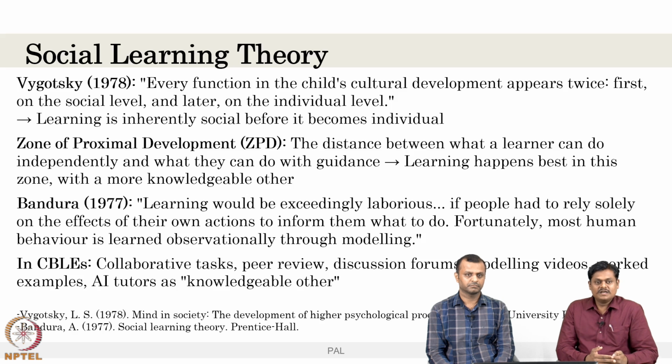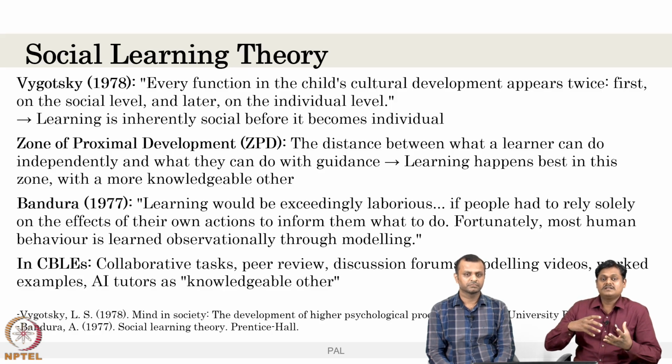After this, about social learning, Bandura said in the 70s that learning would be exceedingly laborious if people had to rely solely on the effects of their own actions to inform them what to do. Once the action is done and the learner is acting in future on the feedback coming from others, then it will become more tedious. So fortunately, most human behavior is learned observationally through modeling.